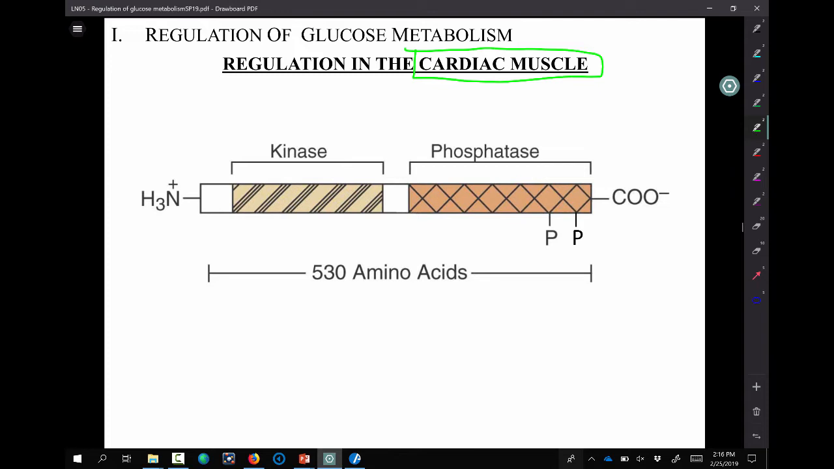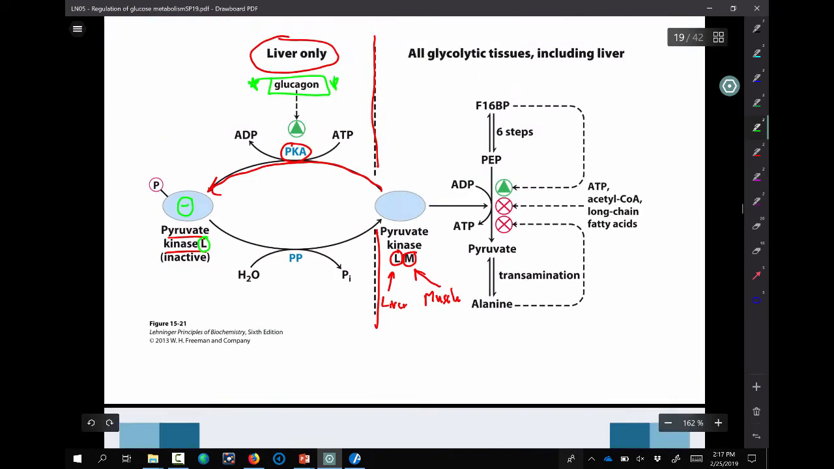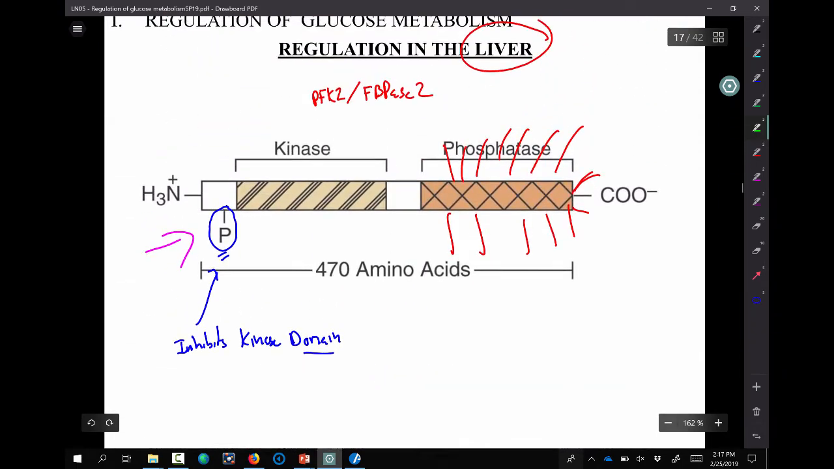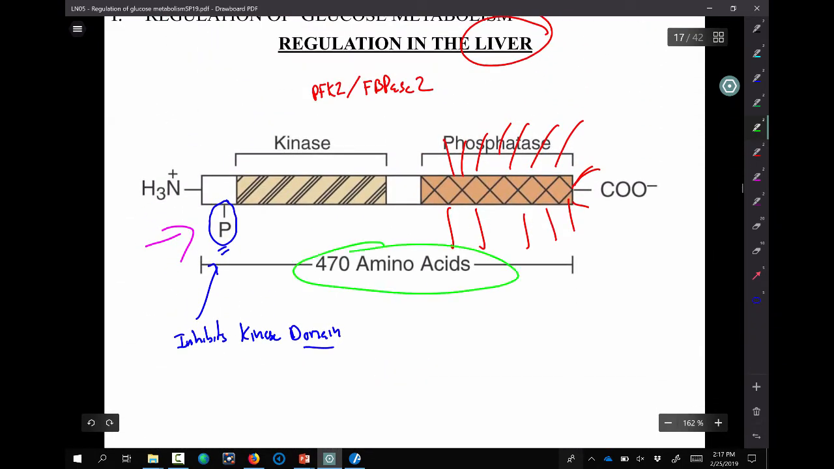What you are looking at here is again the kinase phosphatase bifunctional enzyme, PFK2. So we have here PFK2, and we have here FBPase2, all in the same enzyme. Now, here's what's really fun about this whole thing. This is a different isoform of this enzyme. You'll notice here it says 530 amino acids. If I go back several slides when we were talking about the liver, it was 470 amino acids.